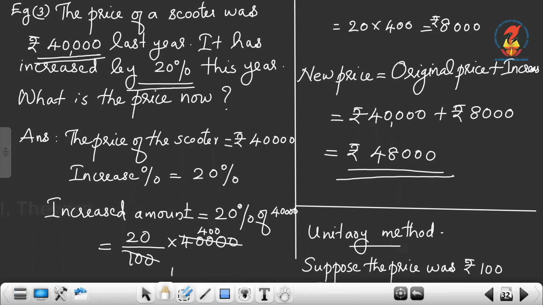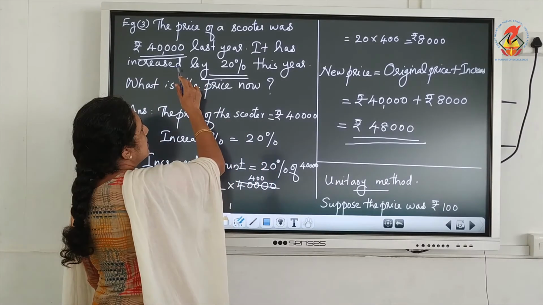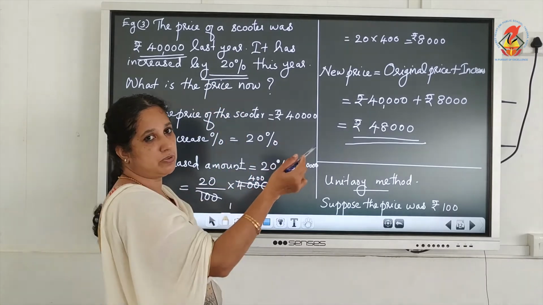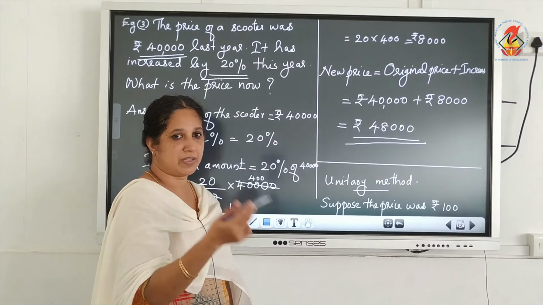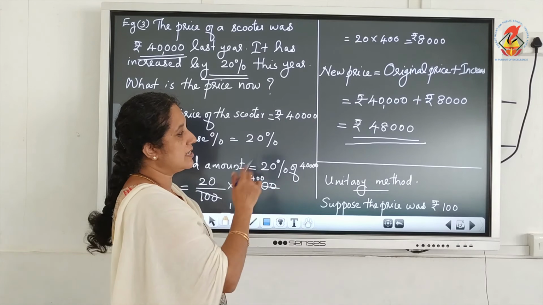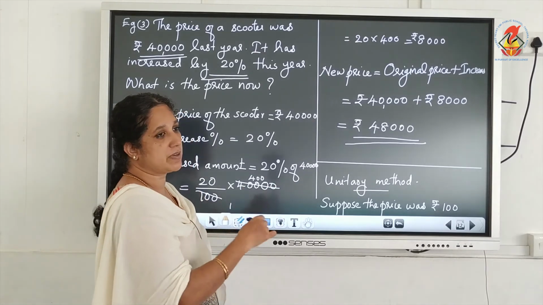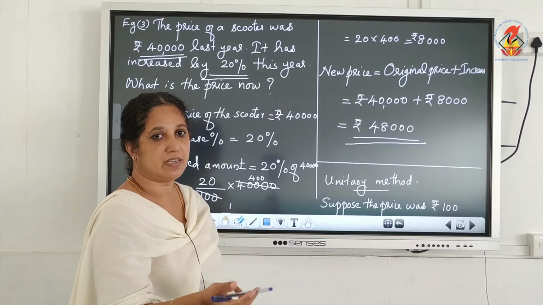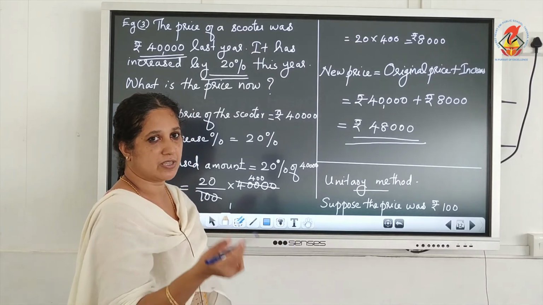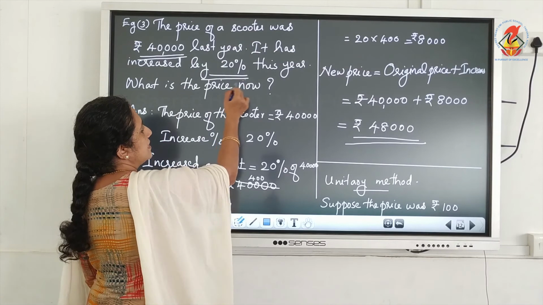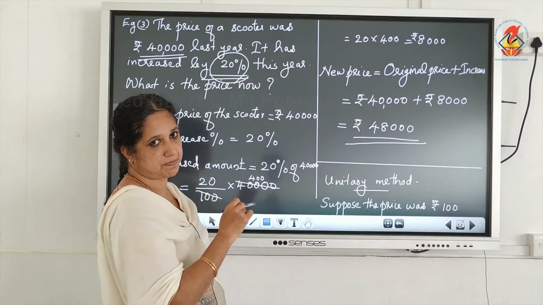The new price is 48,000. So, the price increased from 40,000 to 48,000. So, you can find out the percentage increase, that we have already done in problems this way. The price increased from 40,000 to 48,000, so we can find out the increase percent. When you find out the increase percent, you will get the answer as 20%.